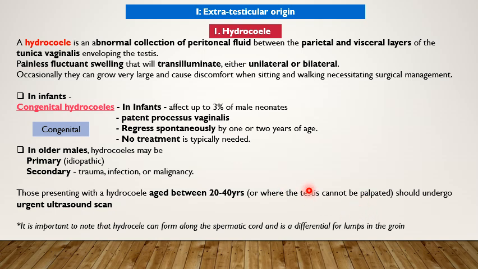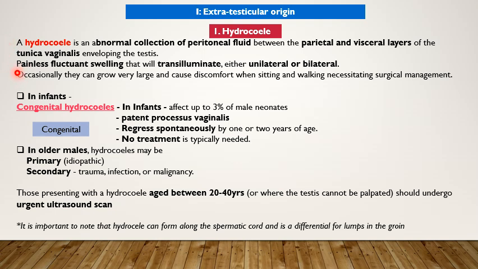Now what are they? I'll go briefly through some of the extra testicular origins of the lumps. One of the most common ones is called hydrocele. Hydrocele is an abnormal collection of peritoneal fluid between the parietal and visceral layers of the tunica vaginalis, which envelops the testes.